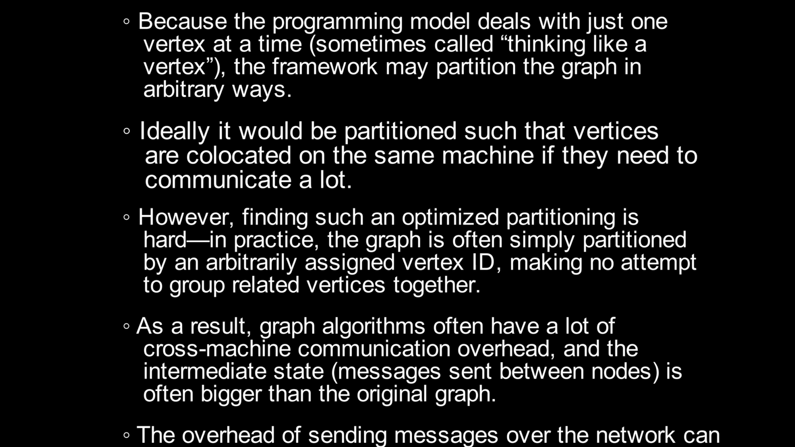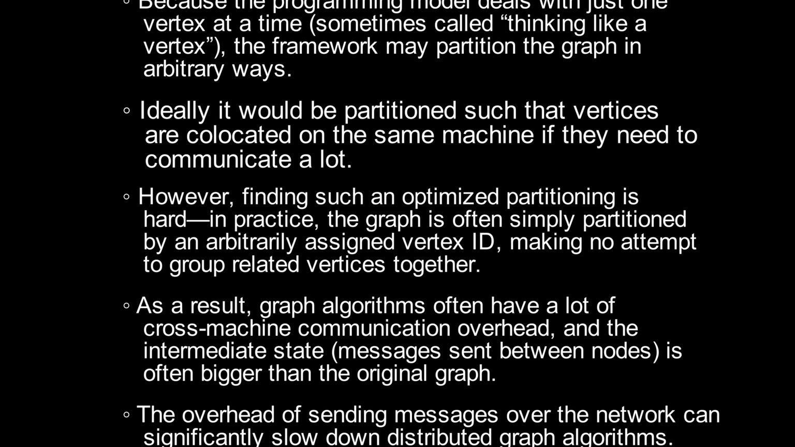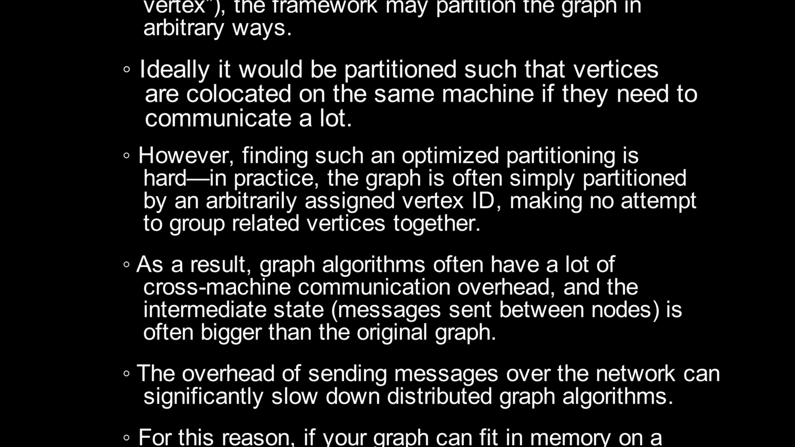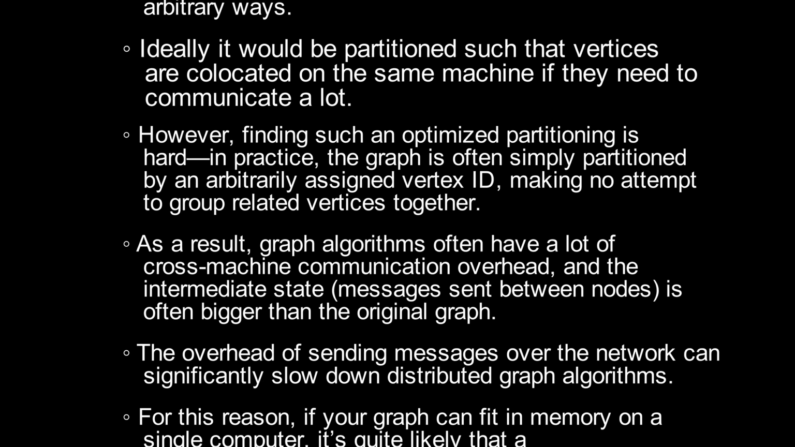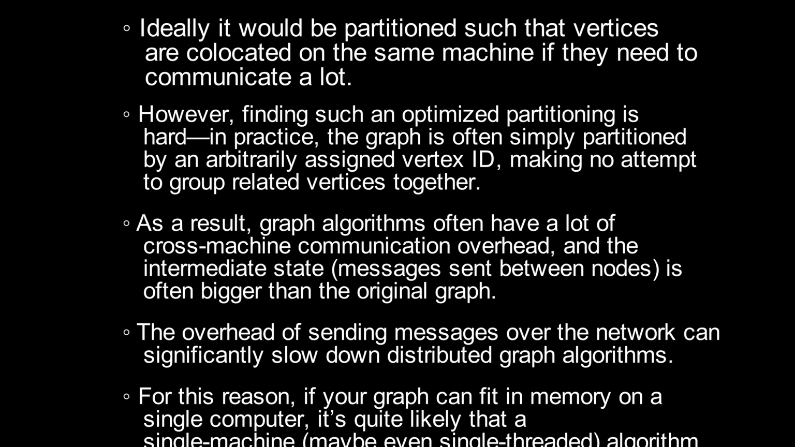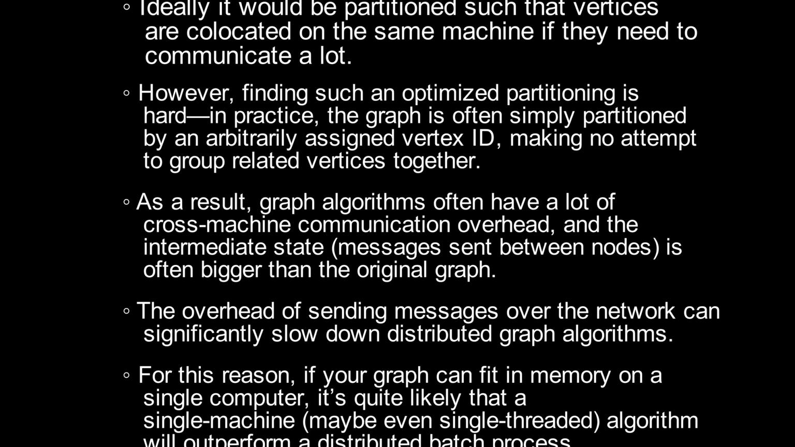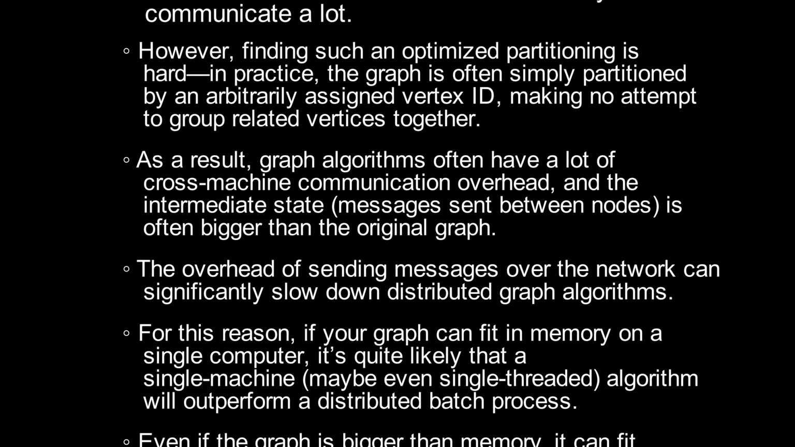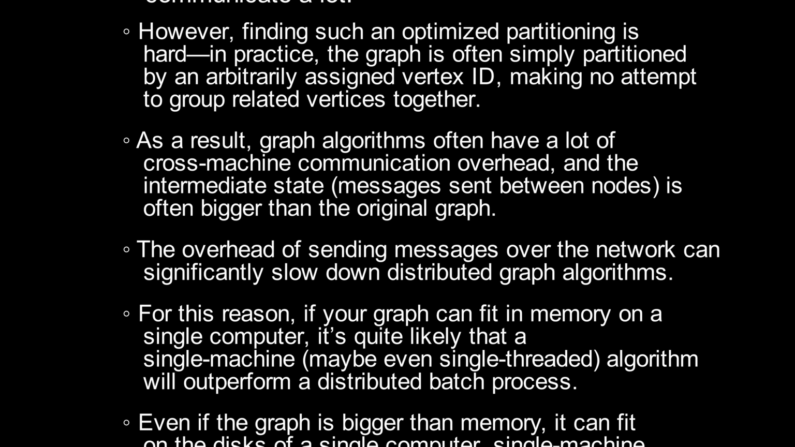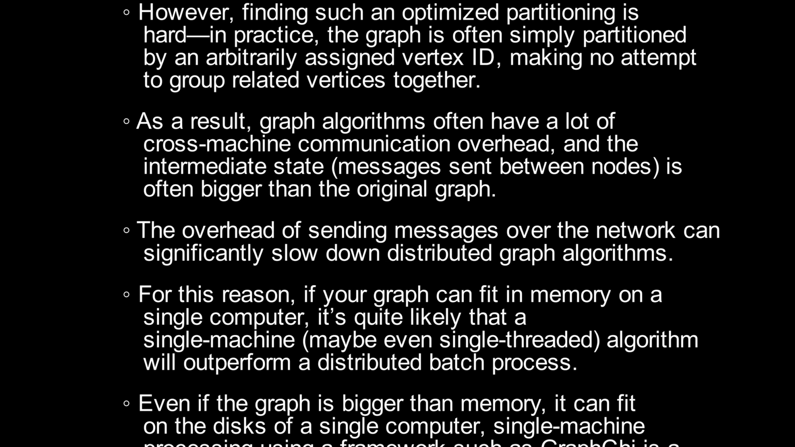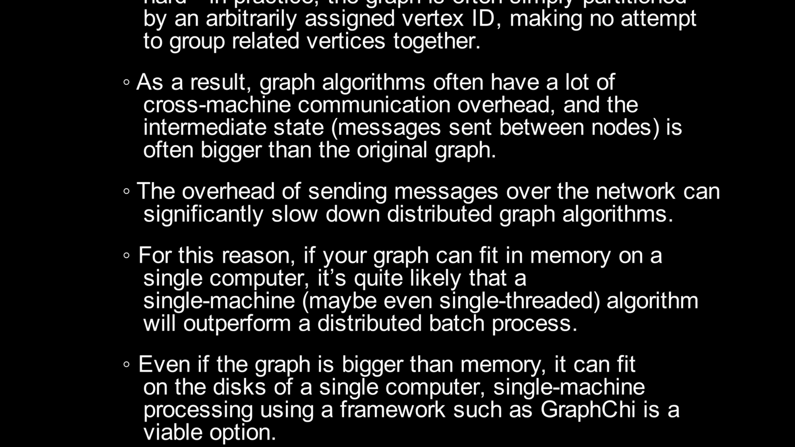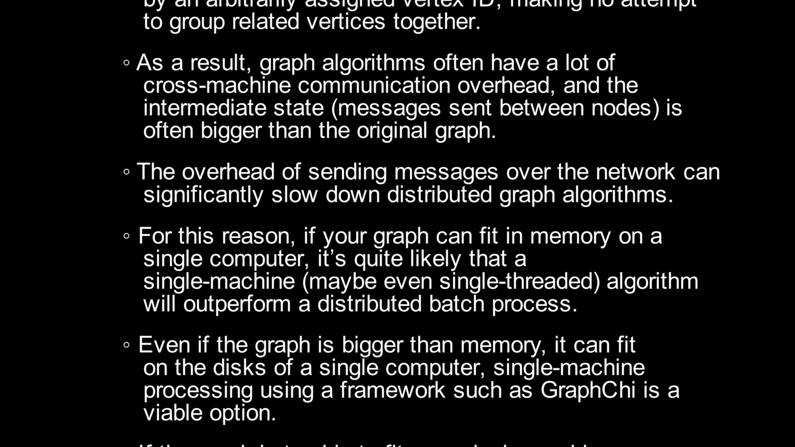As a result, graph algorithms often have a lot of cross-machine communication overhead, and the intermediate state messages sent between nodes is often bigger than the original graph. The overhead of sending messages over the network can significantly slow down distributed graph algorithms. For this reason, if your graph can fit in memory on a single computer, it's quite likely that a single-machine, maybe even single-threaded, algorithm will outperform a distributed batch process.